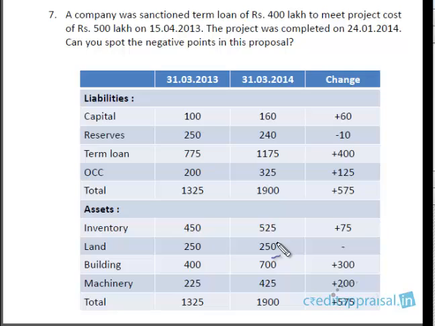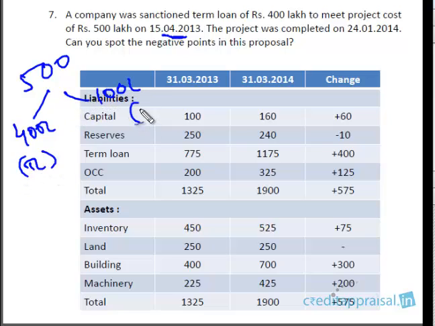So let us see the seventh question. A company was sanctioned a term loan of 400 lakhs to meet a project cost of 500 lakhs on 15/4/2013. So in April 2013, the company was sanctioned a term loan of 400 lakhs to meet the project cost of 500 lakhs. So obviously, the promoter's margin is the balance 100 lakhs. So 400 lakhs is the bank term loan, and 100 lakhs is contributed by the promoters. This is fresh equity by the promoters. And the project was completed on 24/1/2014.